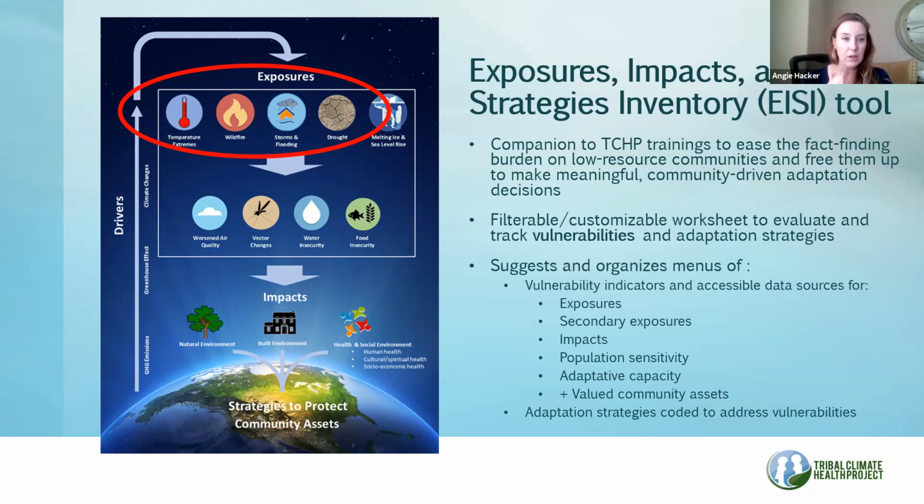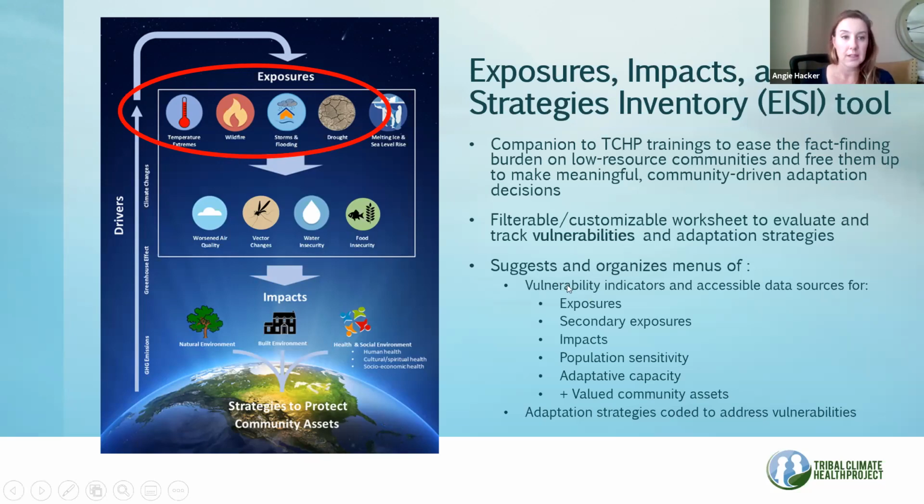So I'm going to walk you through a few different tabs, and those tabs include menus. So we have vulnerability indicators and accessible data sources for exposures, secondary exposures. Secondary exposures we basically define as exposures that might be triggered by one of those primary exposures. So for example, we know that temperature extremes are a primary exposure. Probably all tribes in California are thinking about it. That will trigger worsened air quality, because we know there's a relationship between high heat and increased levels of ground level ozone.